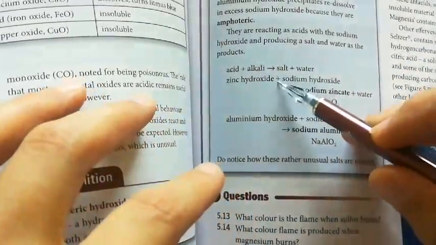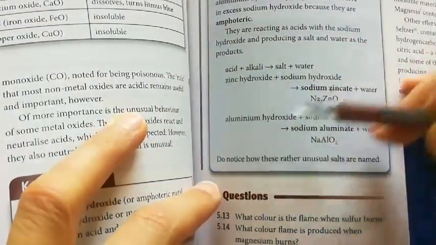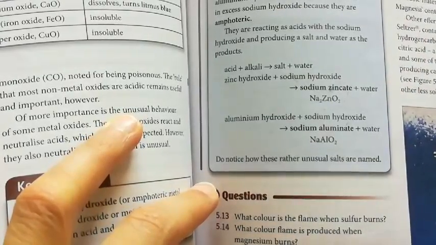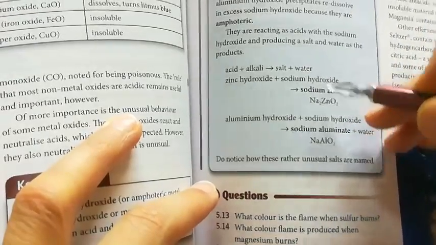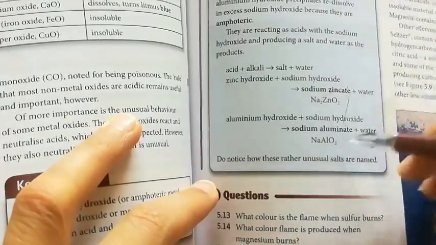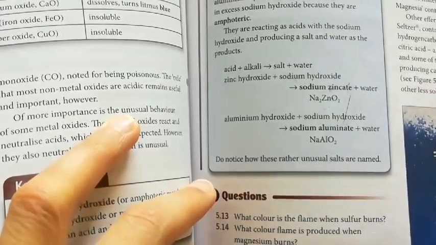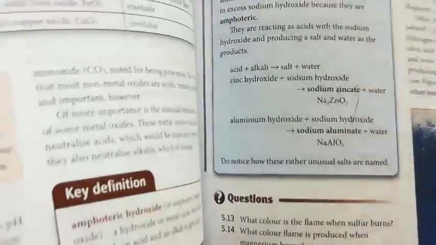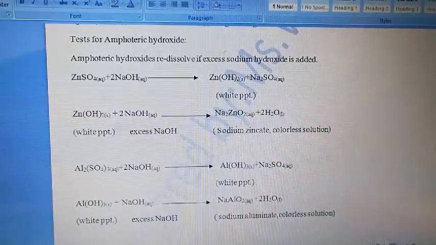So this is the main property for the amphoteric hydroxide. They are forming unstable salts. What does unstable salts mean? It means that these salts, sodium zincate and sodium aluminate, will redissolve if I add an excess base. They are unstable salts. So the amphoteric hydroxides like zinc and aluminum will form unstable salts if I add an excess base to them.